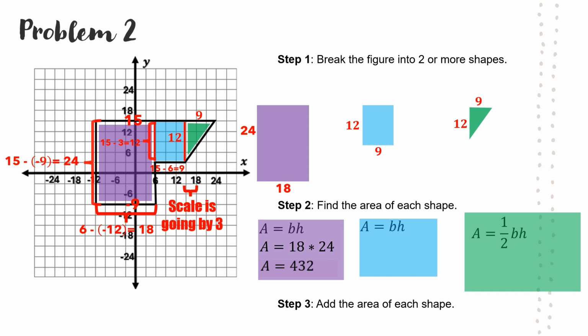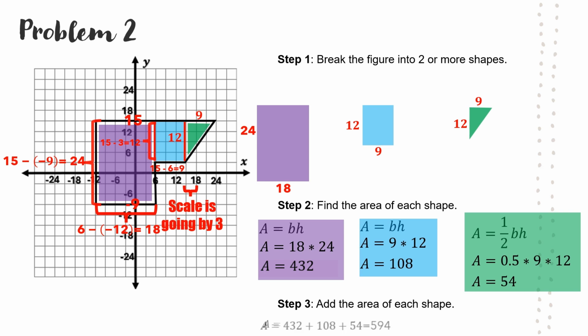We will do the same to find the area of the smaller rectangle and triangle. After applying the dimensions we get that the area of the smaller rectangle is 108 and the area of the triangle is 54. Once we know the areas of each shape, we will add the areas to get the total area, which is 594.